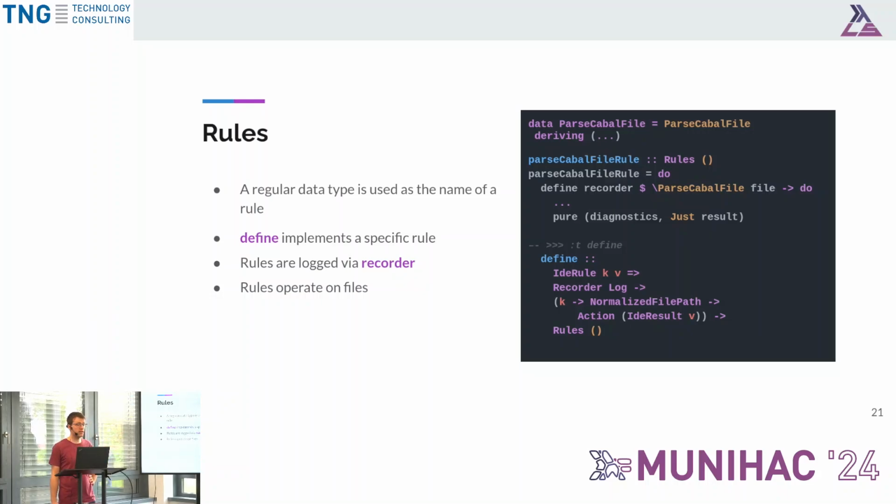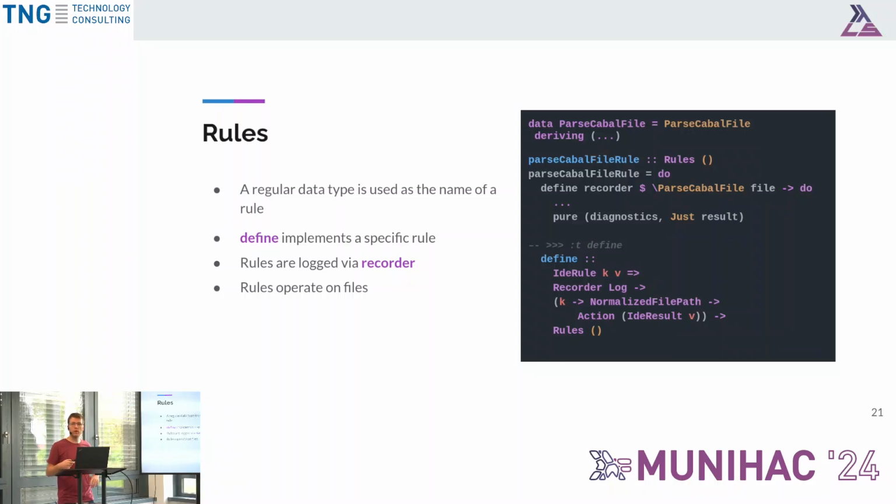To define, we pass two parameters. First, the recorder, which is a logging function. In this case, it logs what rule has been executed and how long it took, which is very nice for performance metrics and obviously debugging. And then we take a function which specifies what action is executed when you want to have the result of the rule with the name ParseCabalFile. In between we do some interesting work. For example, we might do some kind of I/O, we might parse something, or we can do basically anything.